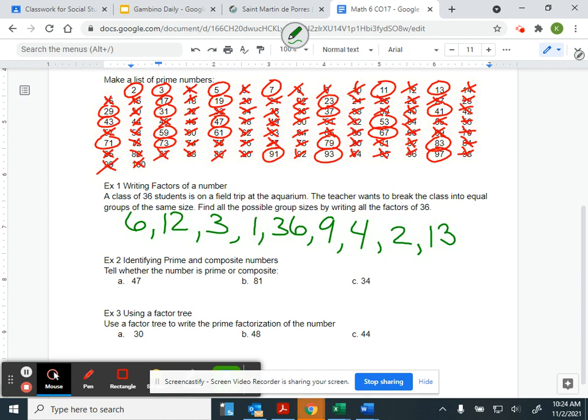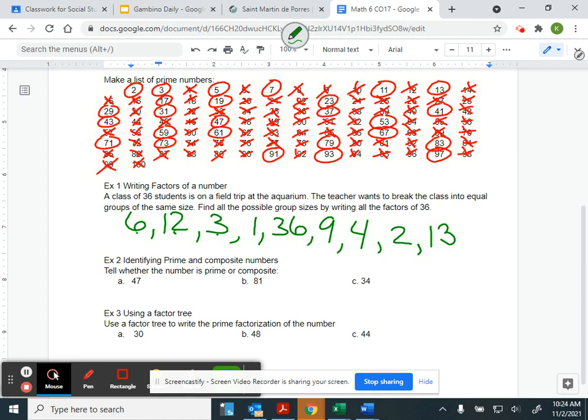So if the teacher wants to break the class into groups of the same size, these are the number of groups she could have. If she breaks them into 6 groups, there will be 6 kids in each group. If she breaks them into 12 groups, each group will have 3 kids in it. Depends on how many chaperones she has to go with each group of kids. Maybe she's got a ton of chaperones, so she's going to break them into 12 groups with 3 kids. Maybe she doesn't have a lot of chaperones, and she'll break them into 3 groups of 12 kids.